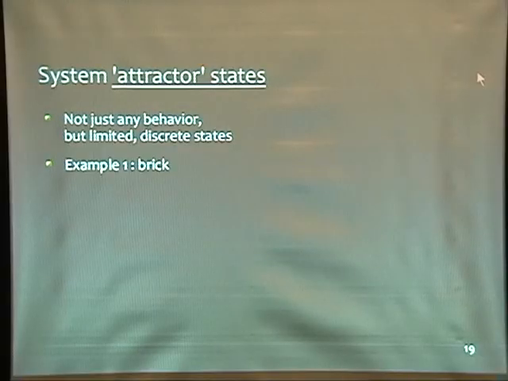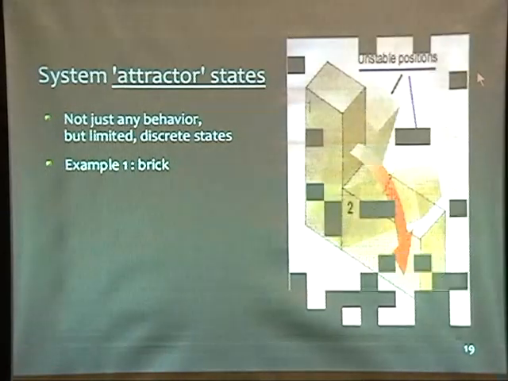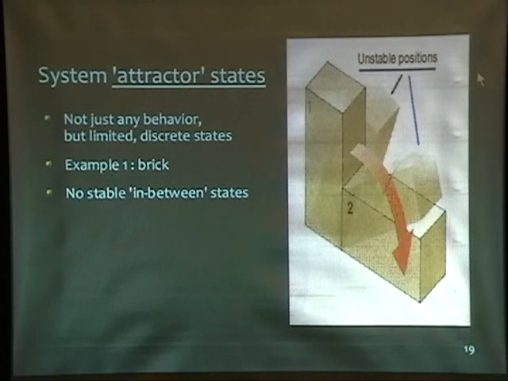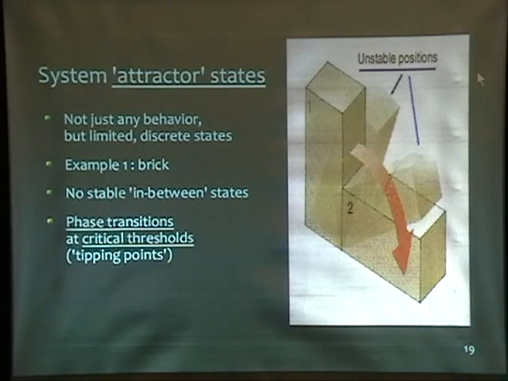A simple, almost overly simple example is a brick. A brick can either be standing up or laying over flat. There's no in between. There's no stable in between states. It's either up or it's down. And these states undergo something called phase transitions, rapid transitions between states at things called critical thresholds, that's a technical term, or tipping points. So imagine the brick is standing up, you push it just far enough and it hits a tipping point and it falls over very quickly. That's a tipping point, phase transition to a new state.